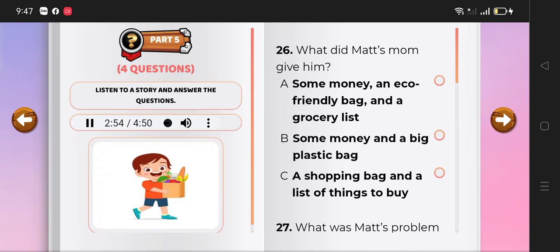Now answer the questions. Number 26. What did Matt's mom give him? A. Some money, an eco-friendly bag, and a grocery list. B. Some money and a big plastic bag. C. A shopping bag and a list of things to buy.